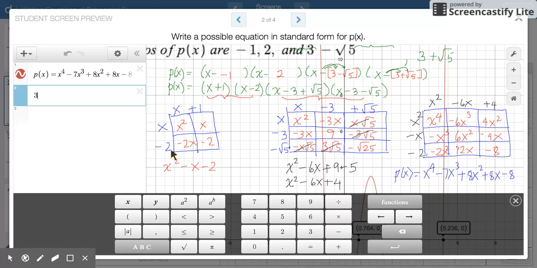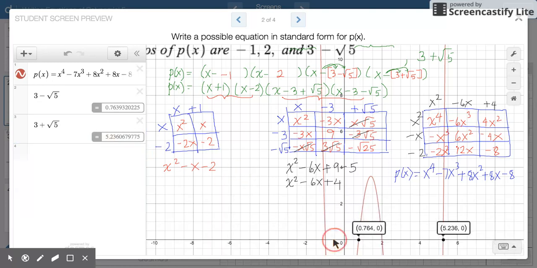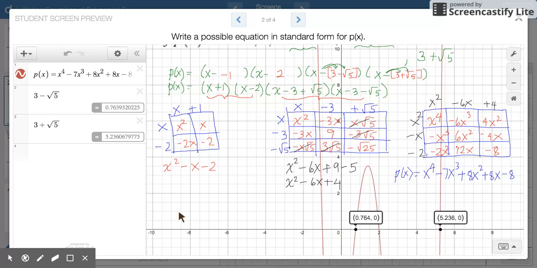So let's put here 3 minus square root of 5. And the value of that is 0.76393. Now here, 3 plus square root of 5. And that's what we get here. So let's check the picture again. Do they match? Yes, they do. So we found the equation for p of x in standard form.